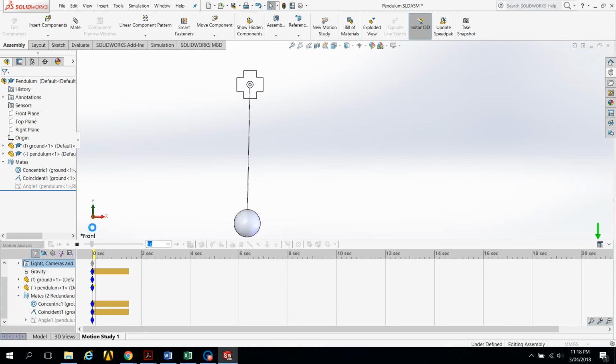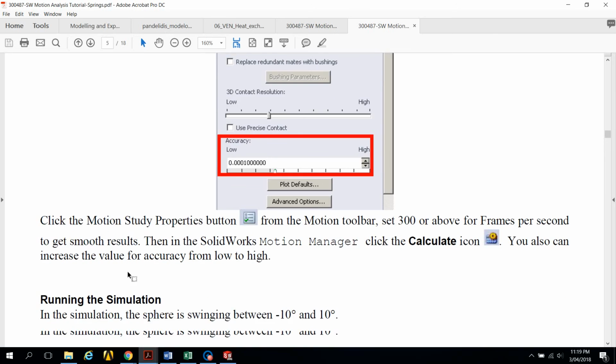It's on the front. So actually this one has been designed to go by 10 degrees, negative 10 degrees to positive 10 degrees and come back. It's going to take some time to finish, so let's continue reading.